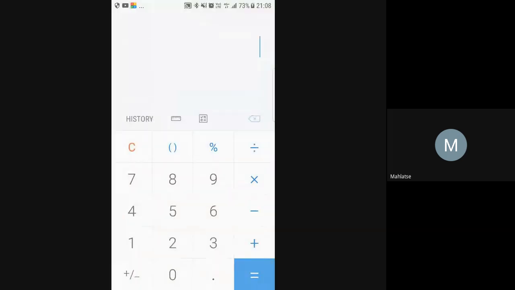Mahlatse, can you see my calculator? No, I need to stop sharing. No, you don't need to stop sharing. I'm sharing, other people it showed me... Yes, I can now see it. Okay, it's the network, so that is why we need to be patient. Now you can see my calculator, right?